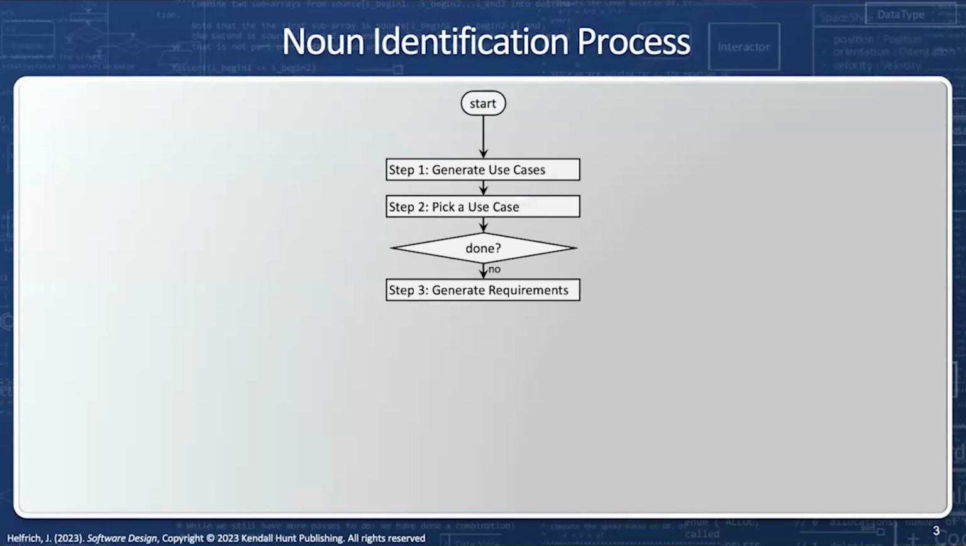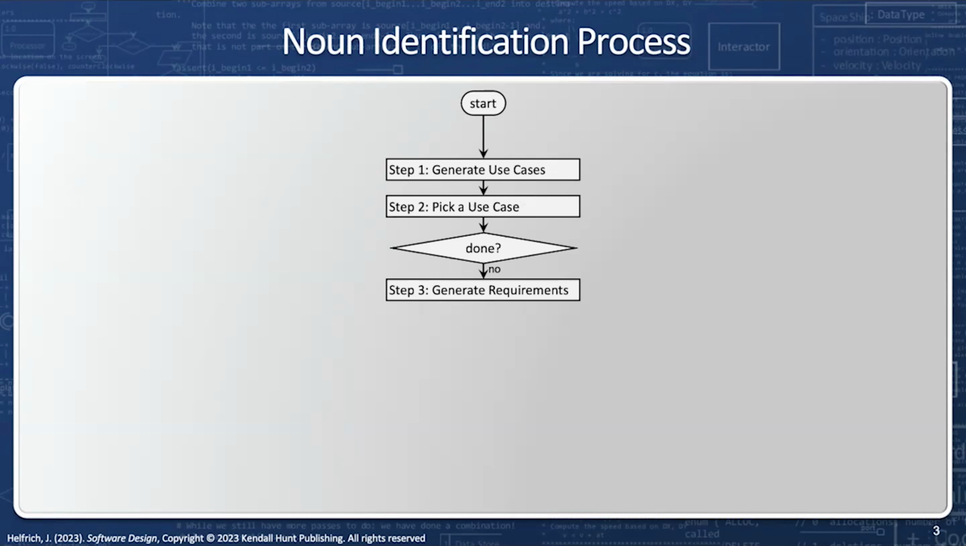Now we're going to generate requirements from this use case. We're going to take this use case that's described from the client or the user's perspective, and now we're going to describe it from the software's perspective. We're going to be very specific about what needs to happen. And once again, we're going to start kind of general and then work our way to more and more specific requirements. Now, of course, we don't need to record these requirements. We don't need to give them back to the user or anything. This is just one step in the noun identification process.